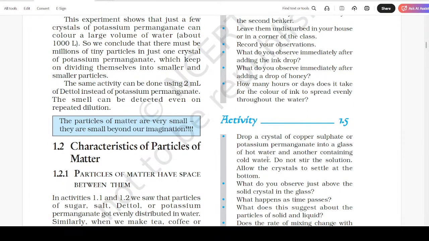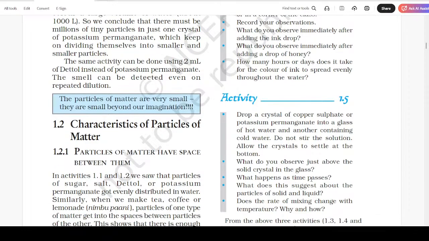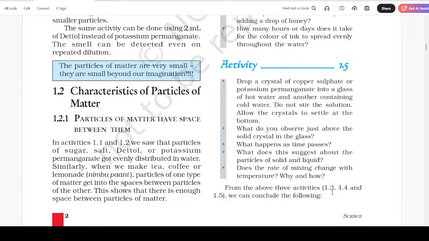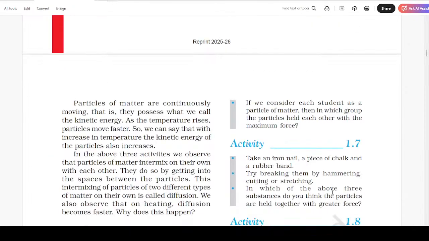Activity 1.5. Drop a crystal of copper sulfate or potassium permanganate into a glass of hot water and another containing cold water. Do not stir the solution. Allow the crystals to settle at the bottom. What do you observe just above the solid crystal in the glass? What happens as time passes? What does this suggest about the particles of solid and liquid? Does the rate of mixing change with temperature? Why and how? From the above three activities, 1.3, 1.4, and 1.5, we can conclude the following.